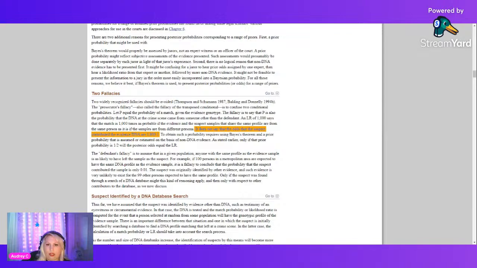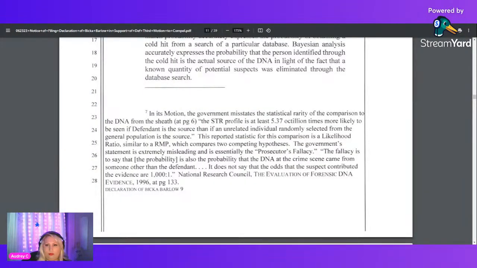And if you see the sentence here, it is the same here. It does not say the odds that the suspect contributed the evidence are 1,000 to 1. So I found the same exact sentence in two different documents. The defense does have 5 different DNA samples. I'm not surprised. It came from a party house. In my opinion, it should have been a mixture because of the proximities of the bodies.